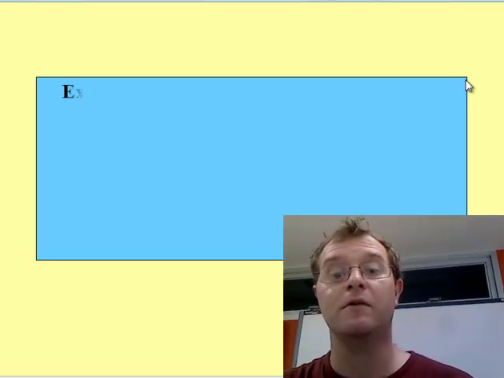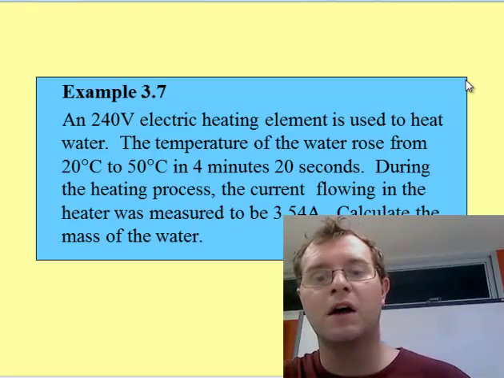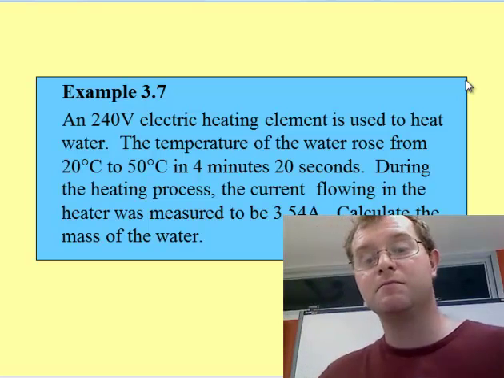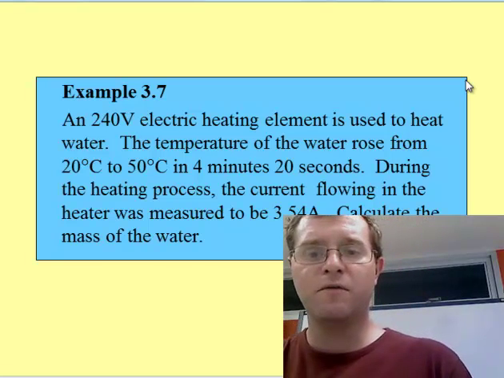So let's look at an example of this. I've got a 240 volt electrical heating element which is going to be used to heat the water. The temperature of the water rose from 20 to 50 degrees centigrade in 4 minutes and 20 seconds. During the heating process, the current flowing through the heater was 3.54 amps, and we've been asked to calculate the mass of the water.